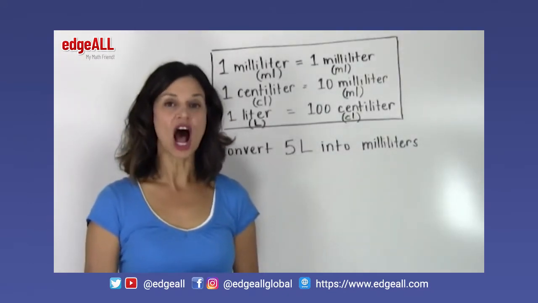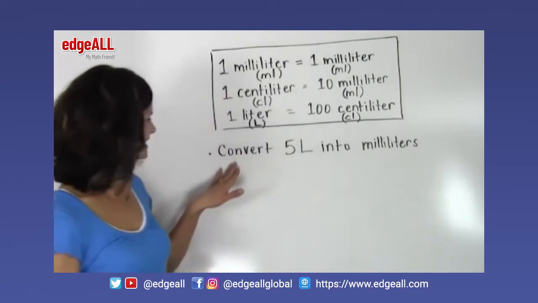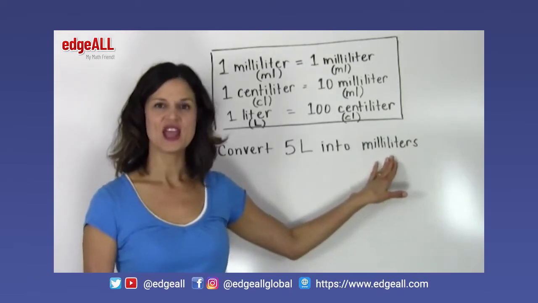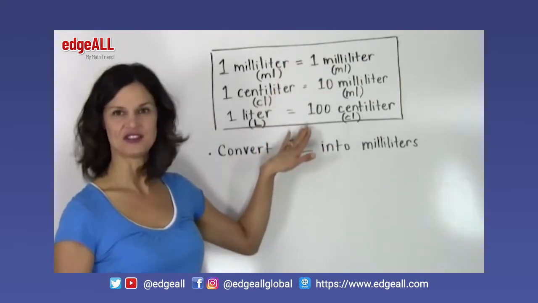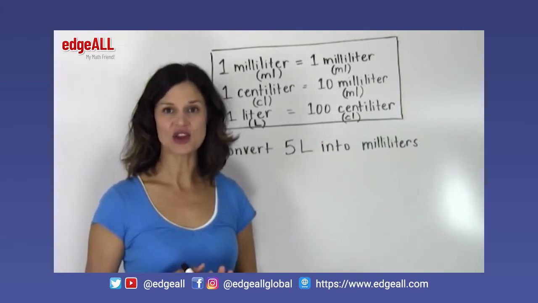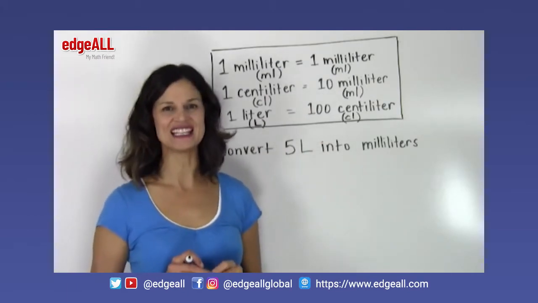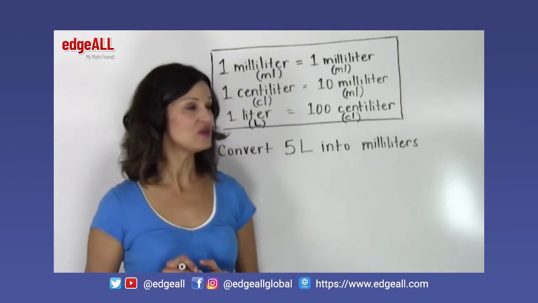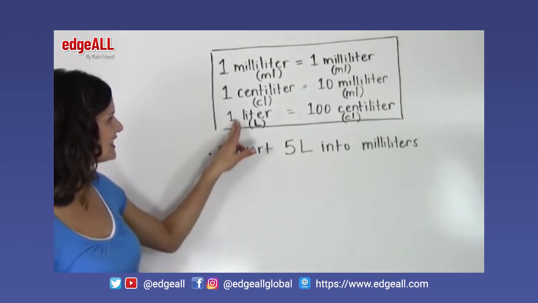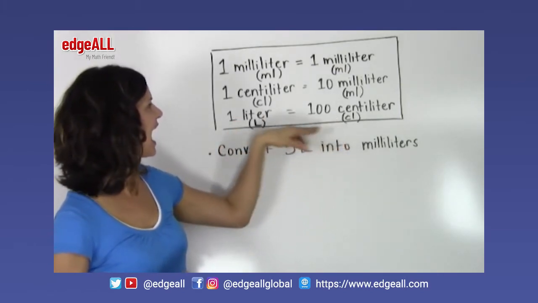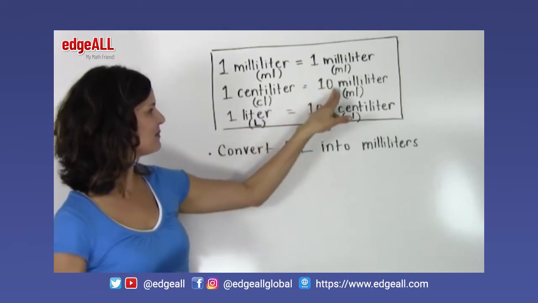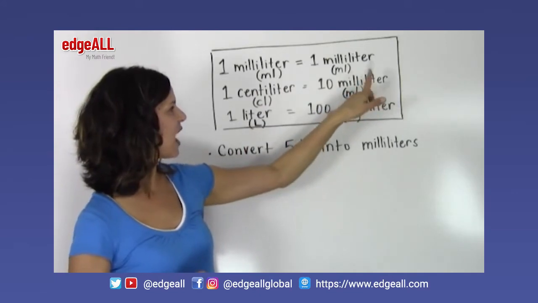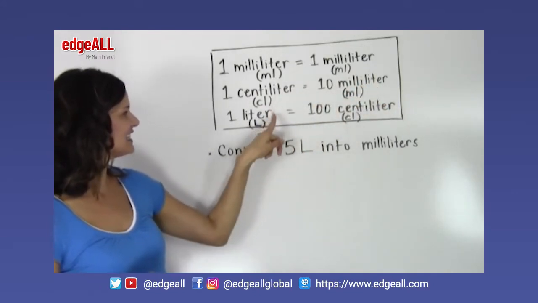Let's look at a more complex unit conversion. So our example asks us to convert 5 liters into milliliters. You need to look at the table carefully. The table does not tell you how many milliliters are in a liter, but you can find it. Looking at the table, you know that you can convert 1 liter to centiliters and a centiliter to a milliliter. So if you can follow this chain, you can figure out how many milliliters are in a liter.